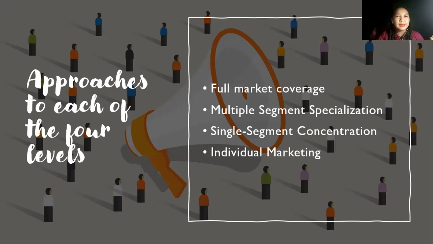Okay? The second to the last one ay yung tinatawag natin na single segment concentration. So yung single segment concentration is the firm markets to only one particular segment. Isa lang talaga. Usually daw mga luxury brands to eh. Mga Porsche, ganyan, Mercedes-Benz, ganyan. I do not even know if I pronounce it right. Ayan. Pero ang single segment, meron tayong tinatawag na niche.